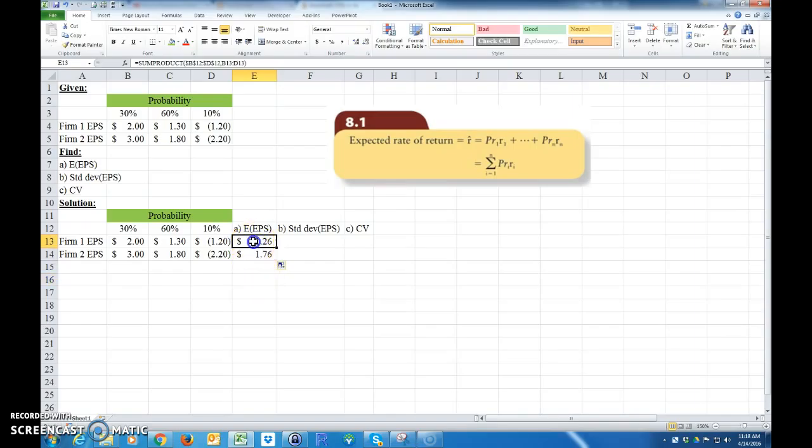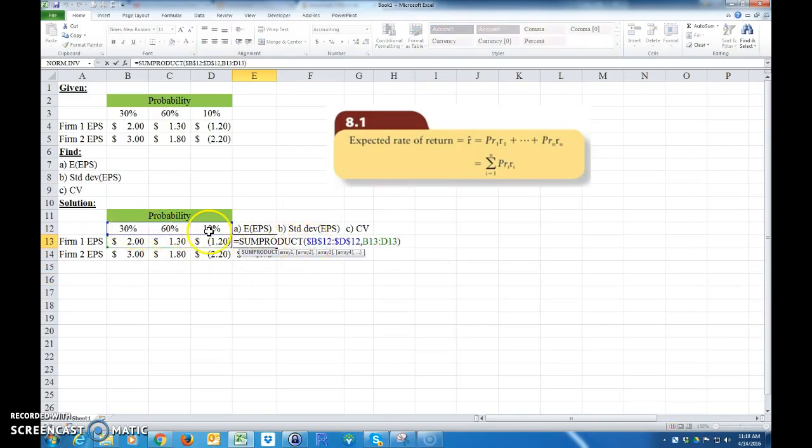Okay. So this is going to be the sum product of these. I F4'd it to put the dollar sign. You could type the dollar signs by hand if you want, and then times these. And I just copied it down. And when I copied it down, since I F4'd it, it went to this, but it stayed here.